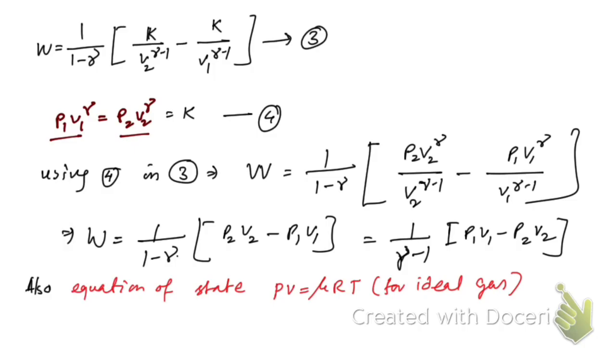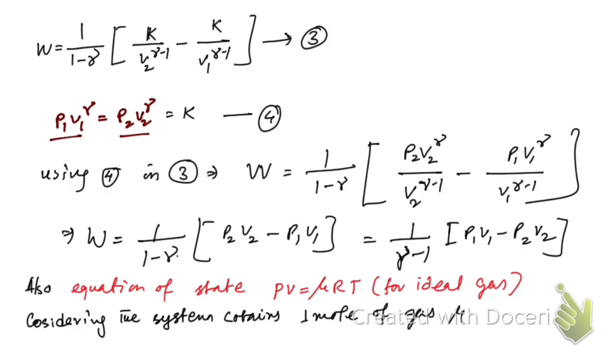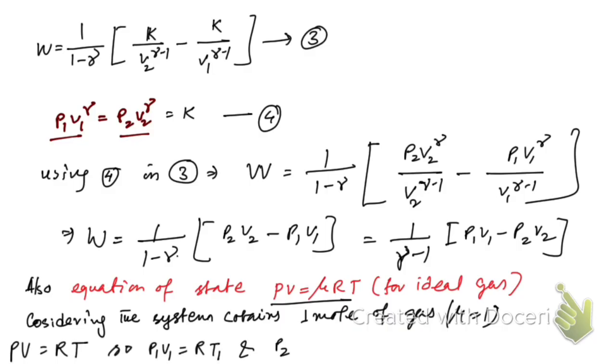Now, considering the system that we have taken, the system contains 1 mole of gas, that is mu is equal to 1. In that case, this equation can be written as PV is equal to RT, and so we can write P1 V1 is equal to RT1, and P2 V2 is equal to RT2. Now let me use these two results here.